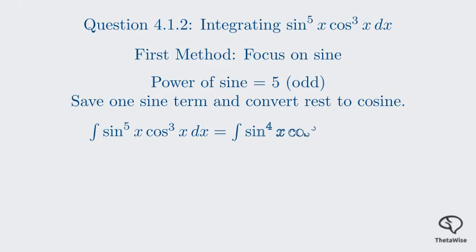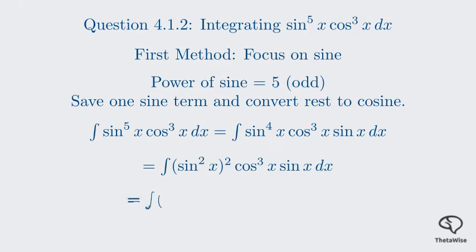This sine term at the end will be part of our du when we do u substitution later. Next, we rewrite sine to the 4th as sine squared, squared. Then we use the Pythagorean identity. Sine squared equals 1 minus cosine squared. This converts our expression to only involve cosine and that single sine x dx term. Now that everything is in terms of cosine, we are ready for u substitution. It makes sense to let u be cosine x.